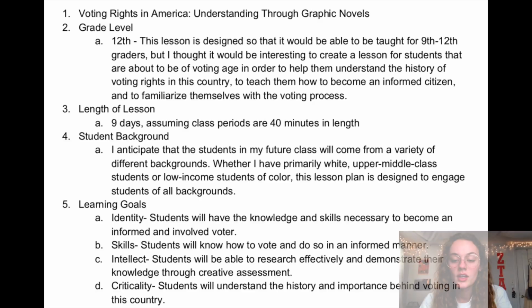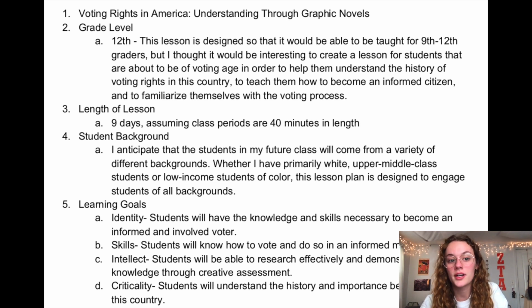Today I'm going to be telling you about my lesson plan, Voting Rights in America, Understanding Through Graphic Novels, and this is a lesson that follows the HRL format. So, as I said, the title of my lesson plan is Voting Rights in America, Understanding Through Graphic Novels.